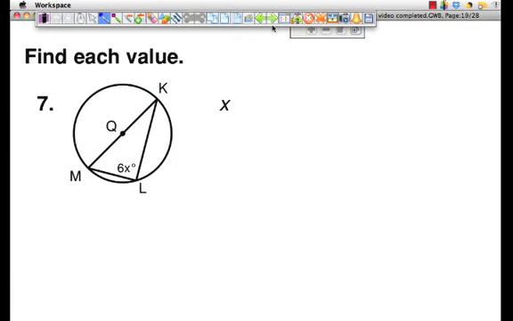Number 7. Okay, in this case, we're trying to find x. We have to look for clues. Where the x is found right in this angle right here. That's this angle that's on the circle. The angle that's on the circle is half of the arc, is the arc divided by 2. So we have to make sure that we do this angle: 6x has to equal the arc divided by 2.